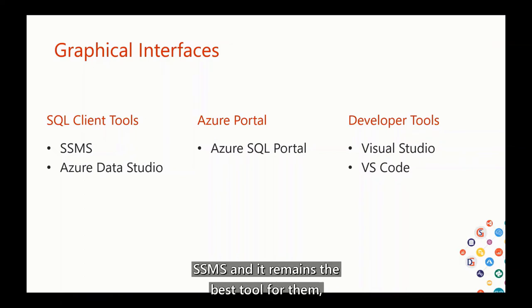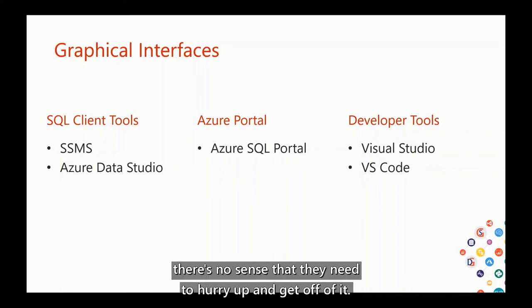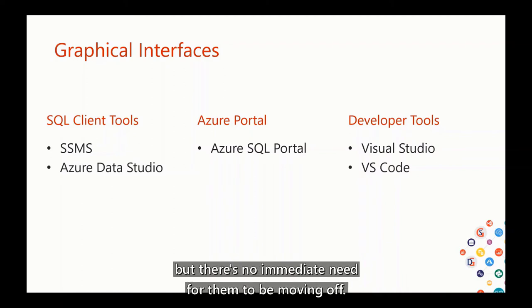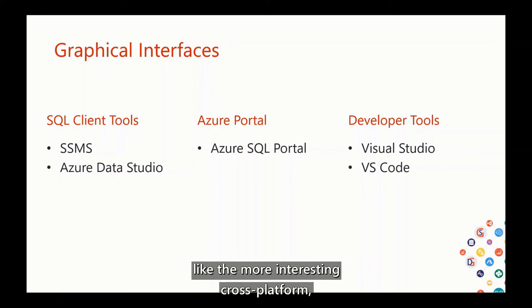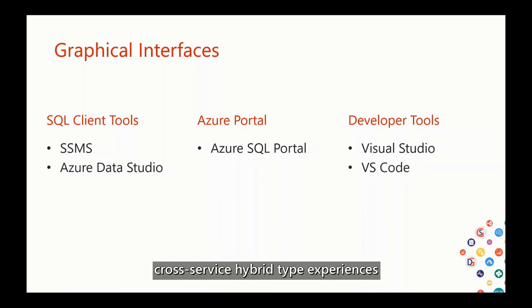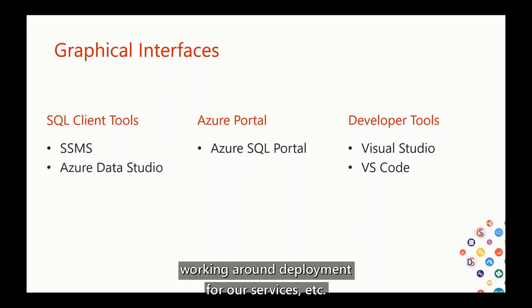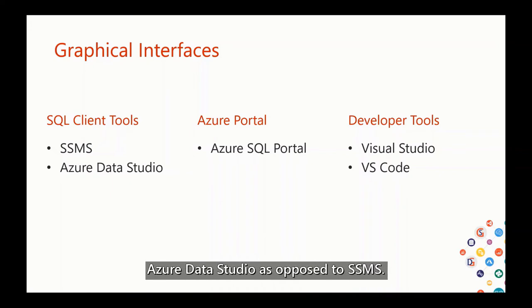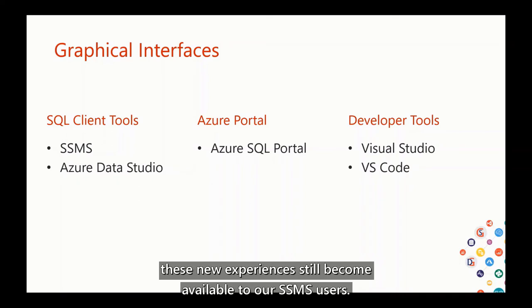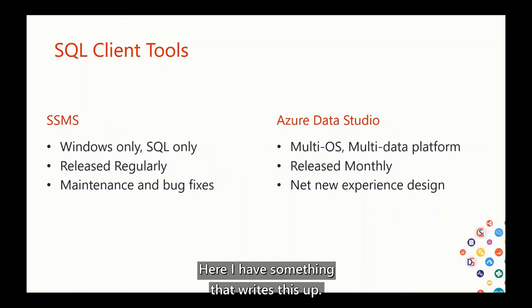So for people who are using SSMS, and it remains the best tool for them, there's no sense that they need to hurry up and get off of it. They can certainly try Azure Data Studio and see if that works for their workflow. There's a lot of new exciting things landing in Azure Data Studio, but there's no immediate need for them to be moving off. However, newer experiences like notebooks, the more interesting cross-platform, cross-service, hybrid type experiences, working around deployment for our services, et cetera, those features are landing in Azure Data Studio as opposed to SSMS. So we have this problem of how do we make sure that some of these new experiences still become available to our SSMS users?